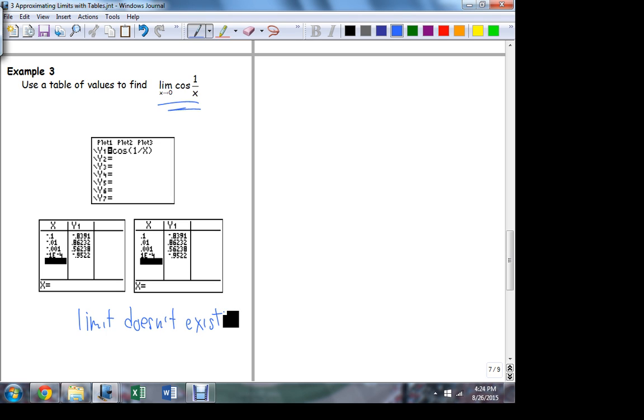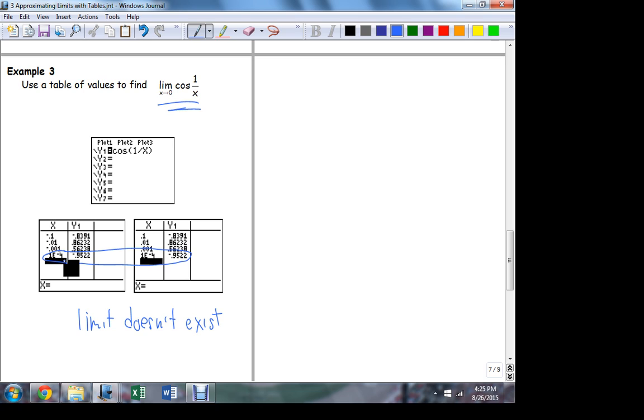Now, if the only thing you looked at were these values, if you said, well, let me just look at the very closest two values and see what I get. Well, you got the same thing. You might be tempted to say, well, that must be the limit value. I'm this close. I've got my function sandwiched in between these two values. They turn out to be the same. That looks like it might be the limit value.